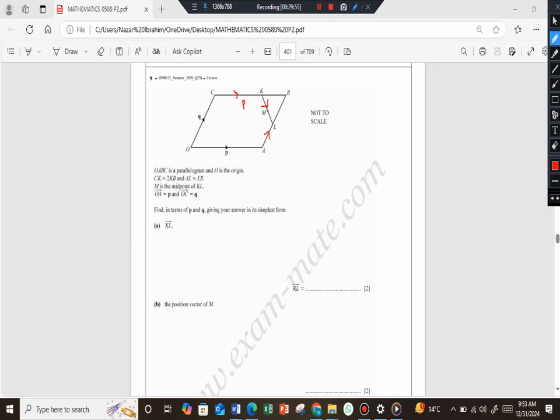CK is equal to 2 KB. It means that CK upon KB is equal to 2 upon 1. Right? KB goes over there, 2 upon 1. So the ratio of CK and KB is what we have got from this information: CK ratio KB is equal to 2 ratio 1.